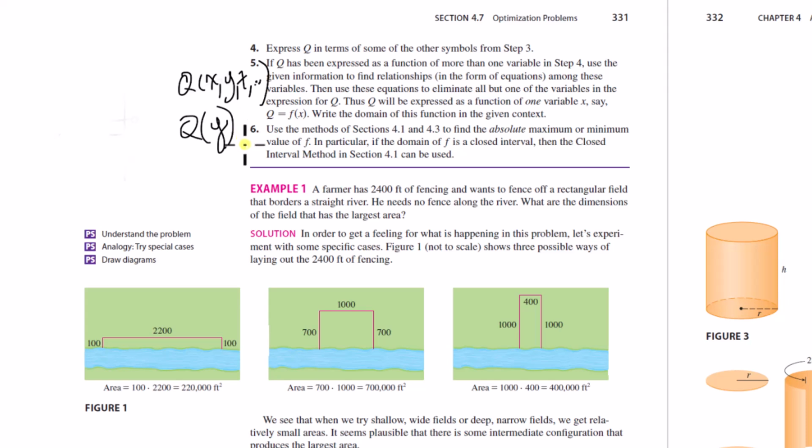We'll see some examples in a second. It just depends on the problem. If it makes no sense for that input variable to be negative, then negative numbers are outside of the domain. Okay. So you'll have the function to be optimized as a function of a single variable, and the corresponding domain for that variable. Now at that point, you've got the function and the interval. The last step is to use the techniques that we've learned so far to find the absolute max and min.